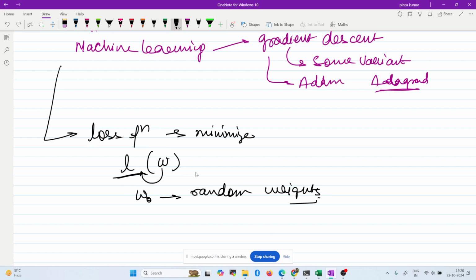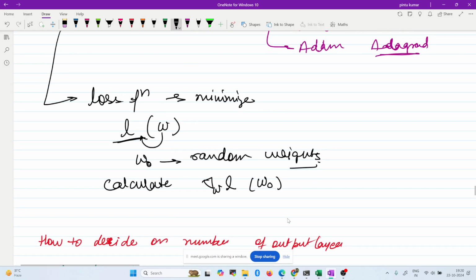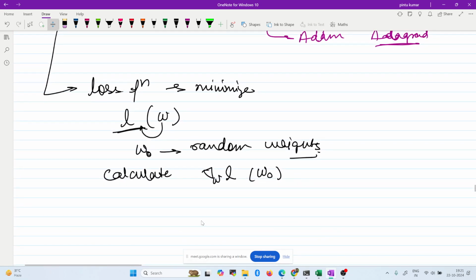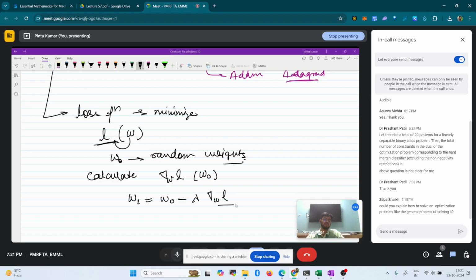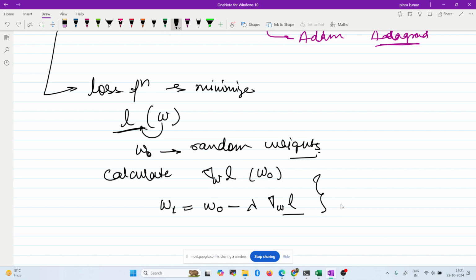Then you calculate the loss and the gradient of your loss. So you calculate the gradient of L with respect to W at this point, W naught. After you have calculated the gradient, you will do a gradient descent update step. So your W1 would look something like W naught minus some lambda times the gradient of L at W naught. Okay. So this is the basic rule that we follow when we try to optimize the loss function in machine learning.